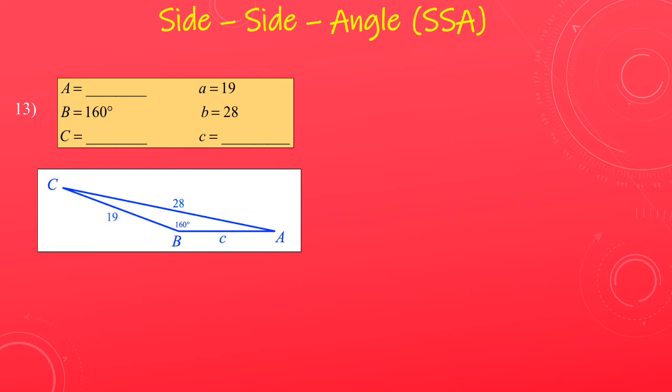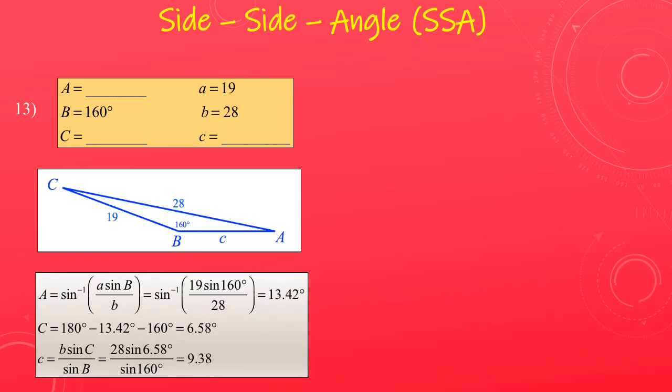When we draw our picture, realize that angle B, being 160 degrees, is very obtuse, getting close to a straight line. So little a being 19 means that little b, 28, is about 1.5 times as long. So the picture that is drawn is not necessarily drawn to scale, but is somewhat accurate to the situation.